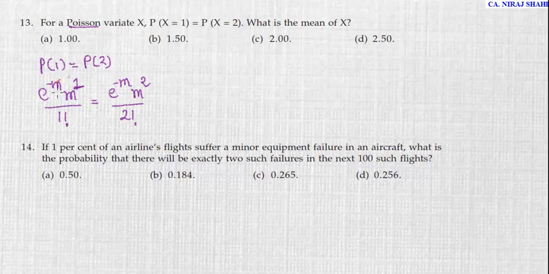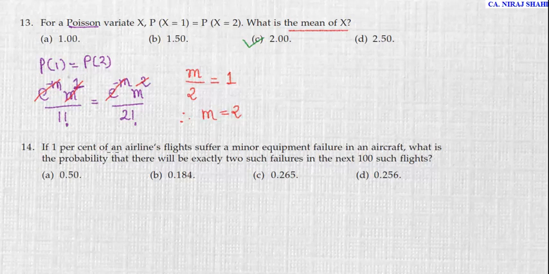Now e raised to minus m would cut. Here in this case m raised to 1 and m raised to 2 would actually cut, so we have only m here. So now we have m divided by 2 is equal to 1. See, 2 factorial is 2 and 1 factorial is 1, so we can write like this, and that's why we can also say that m is equal to 2. Now we have been asked to find out the mean of x, and the mean of x is nothing but m, so here in this case our answer is C.